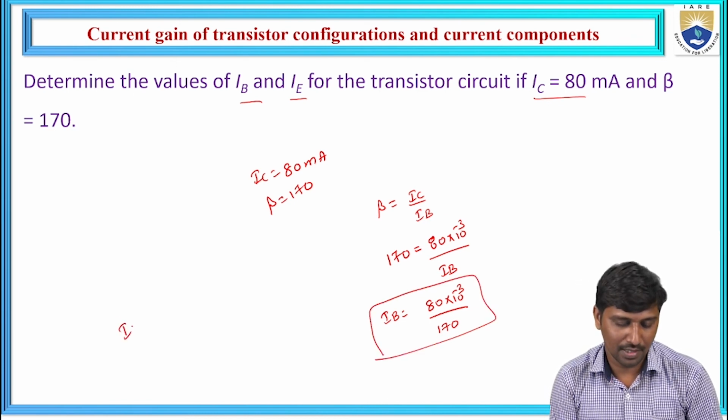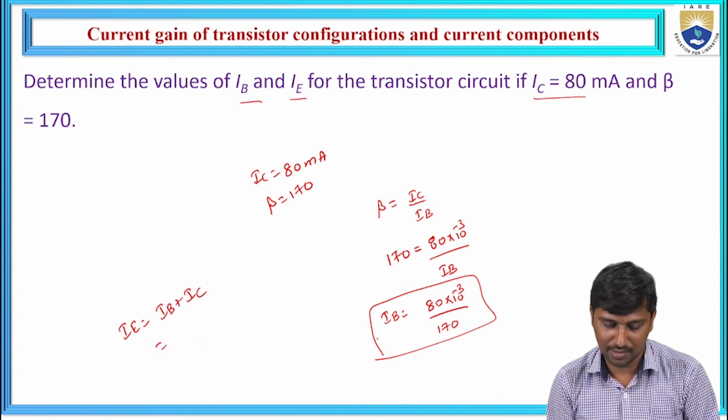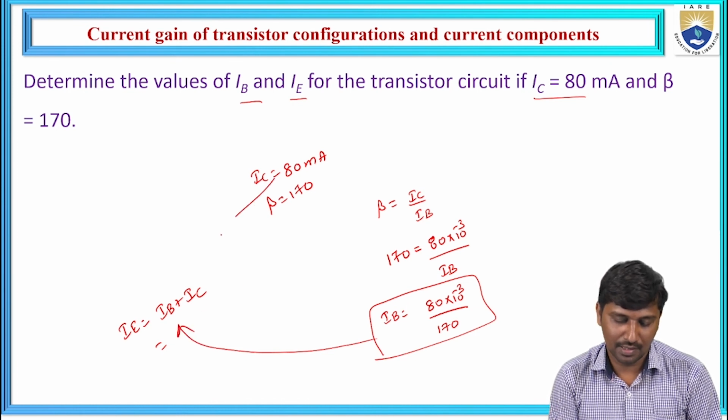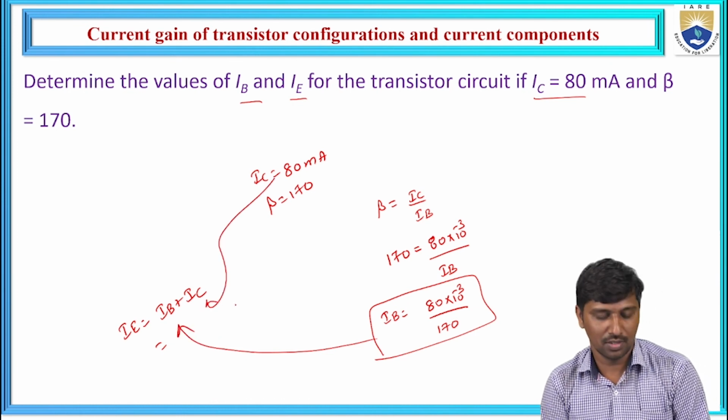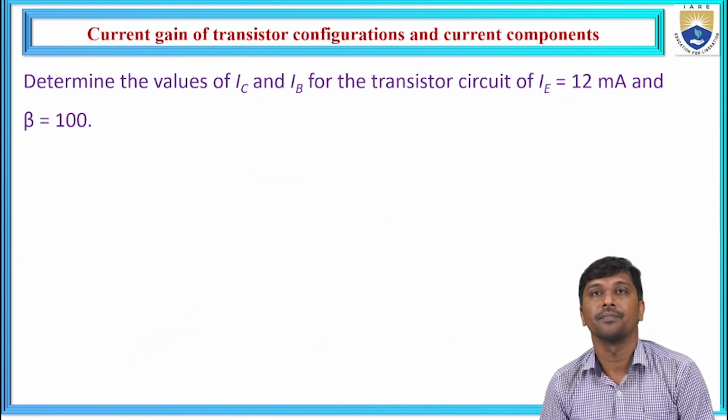After this, you can calculate IE. IE is equal to the summation of base current and collector current. Here the base current is this one and the collector current is 80 milliamps. Substitute these two currents, then we're going to observe the emitter current.